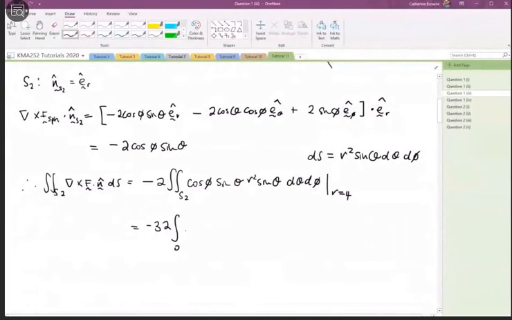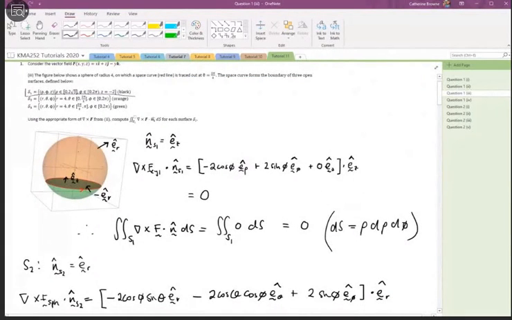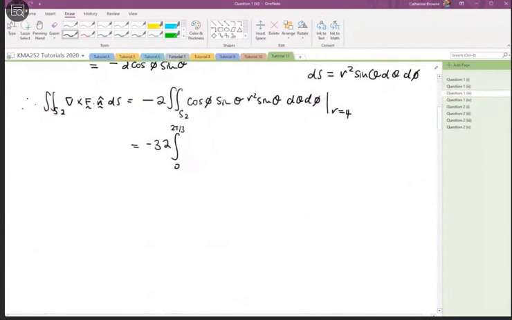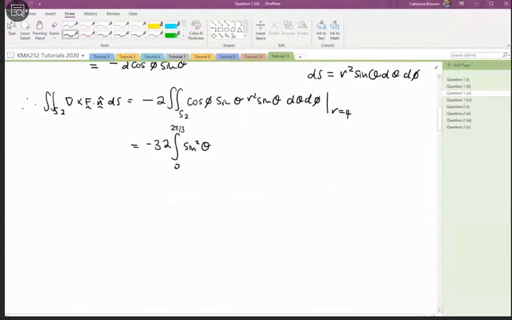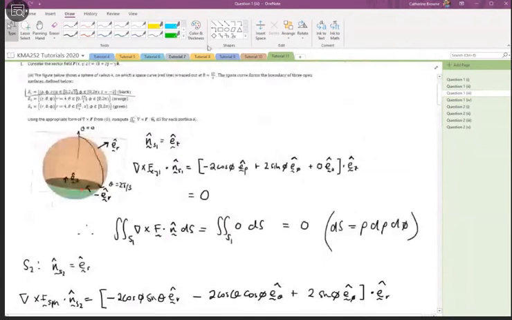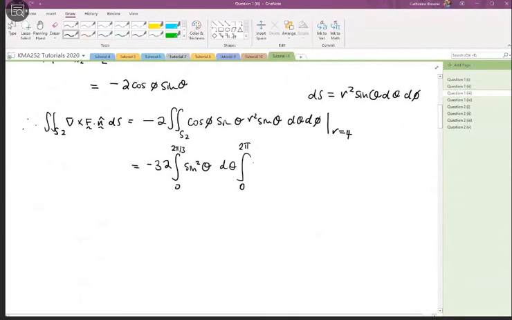So theta's going from 0 to 2 pi on 3 because we're starting from the top angle here and we're going all the way down to 2 pi on 3. So this would be theta is equal to 0 and this is theta is equal to 2 pi on 3. And we need to integrate sine squared theta. This 32 came from subbing in r equals 4. And then phi is going to go from 0 to 2 pi because we're going all the way around here. So that's cos phi d phi.